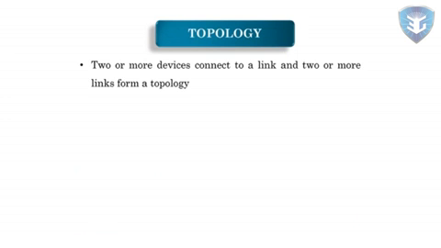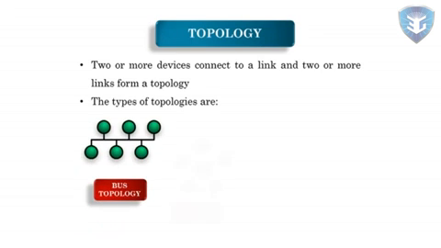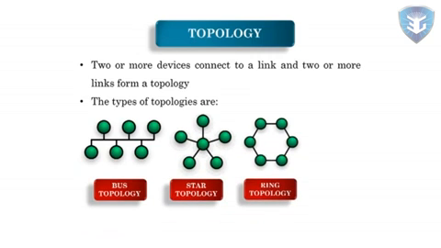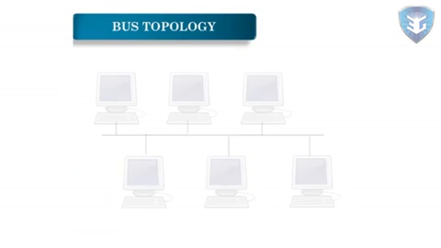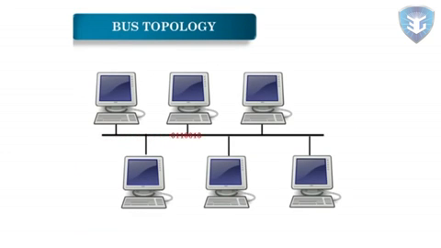Now let's see how to connect two or more devices. Two or more devices connect to a link, and two or more links form a topology. The types of topologies are bus topology, star topology, ring topology, and mesh topology. Let's see each one in detail. Bus topology: a bus topology is a type of network setup where each computer and network device is connected to a single cable or backbone.